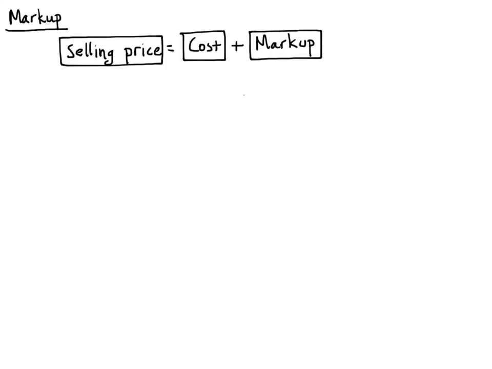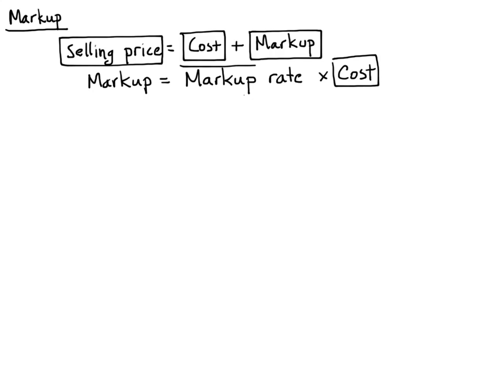So when I'm talking about markup, the cost is what it cost me, what I have to pay, then I add a markup to it, and then I get a selling price. All right, so if you want to even always say selling price and purchase cost, that's a good thing too, to keep track of it. But anyway, let's look at this.